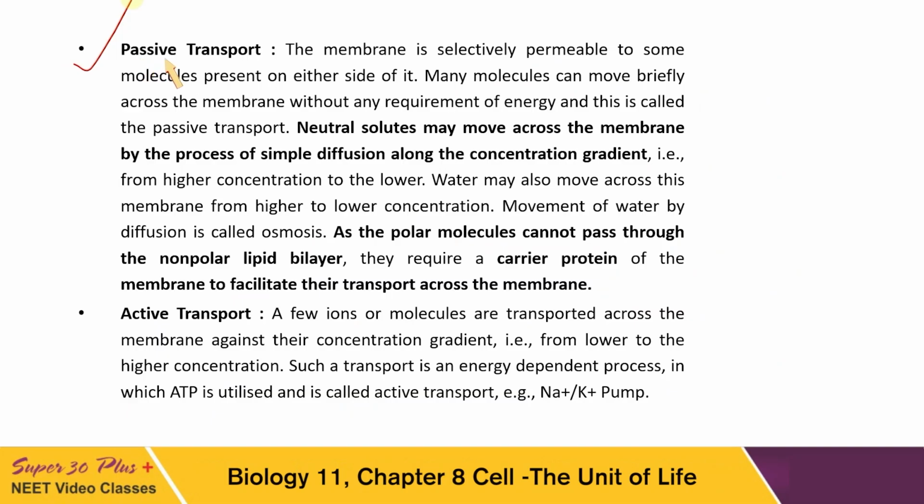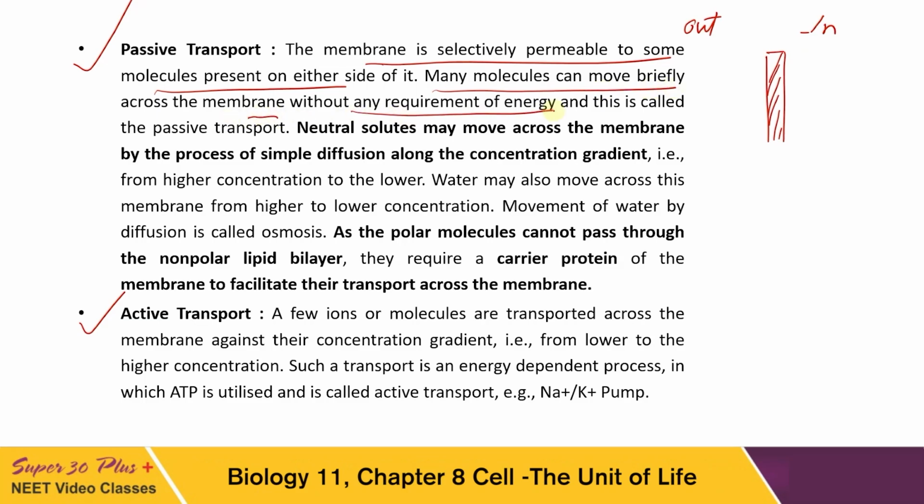Here we have to see passive transport and active transport, two important features of the plasma membrane. What is meant by passive transport? You see that this is the plasma membrane. This is selectively permeable to some of the molecules present on either side, the outer side and the inside. Many molecules can move across the membrane without requirement of energy. This is called passive transport. Neutral solutes may move across the membrane by the process of simple diffusion along the concentration gradient. You have to study that in detail in the chapter on transport in plants.